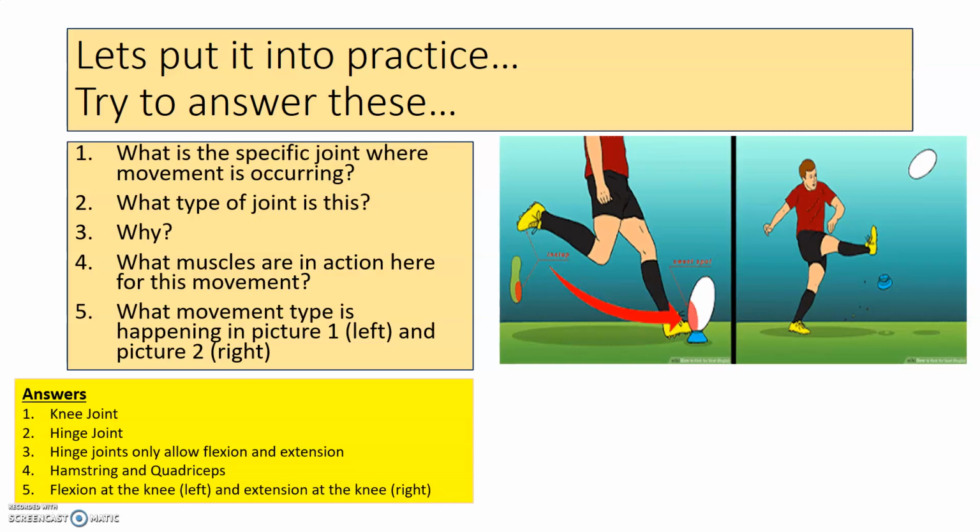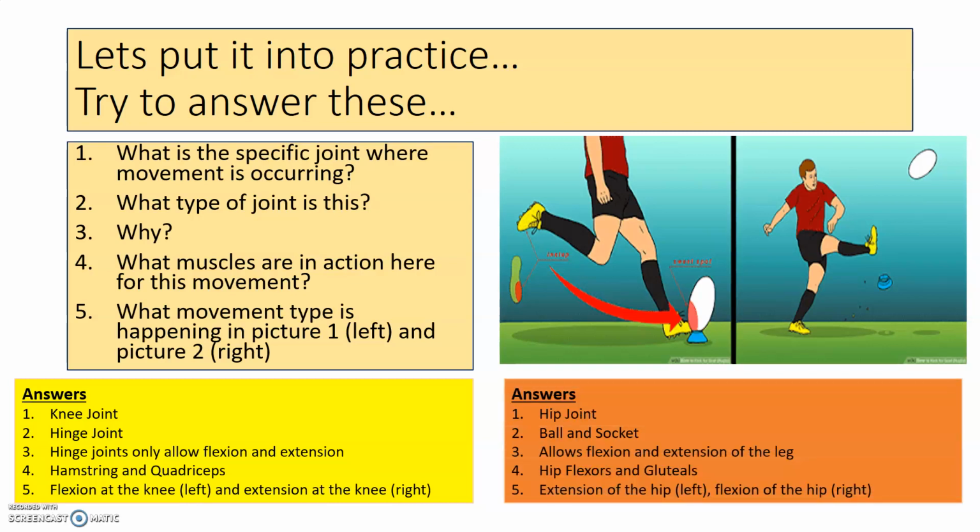So the answers, there are twofold answers here. Most of you would have talked about the knee joint specifically, but you could have also talked about the hip joint, but we'll go through that. So first of all, if we look at the yellow answers, if we look at the knee joint, we can see that this is a hinge joint. And how do we know it's a hinge joint? Because it allows flexion and extension only.